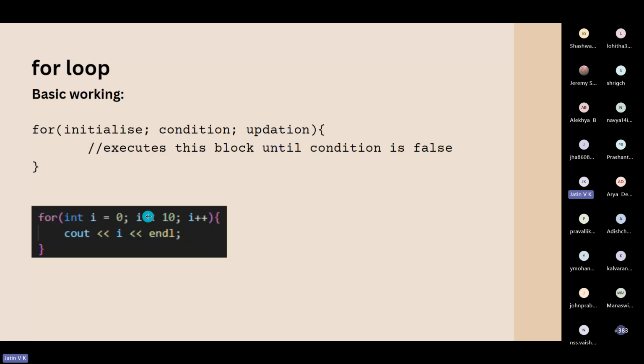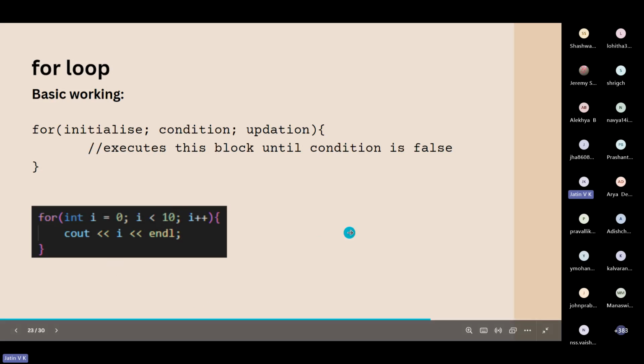So again, now 1 is less than 10. It goes into the loop. It prints 1, and it gets incremented and again checks for 2 less than 10, which is true. So it keeps doing this until you reach i equal to 10. So when i is equal to 10, 10 is not less than 10. So it'll break this loop and continue executing everything else.